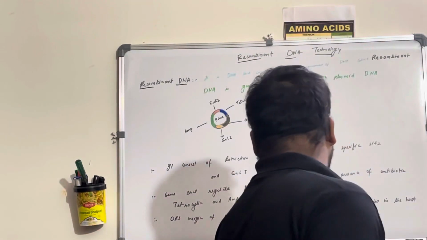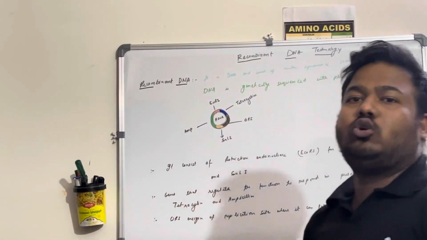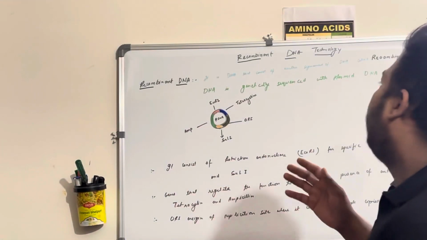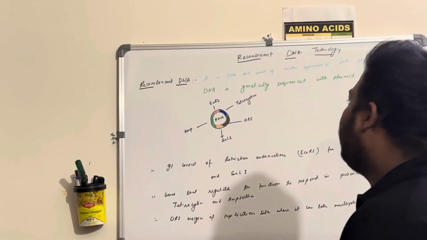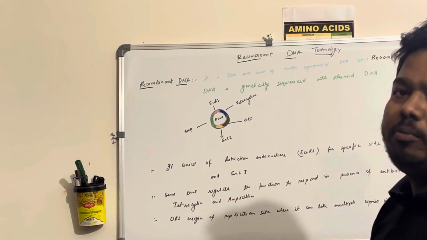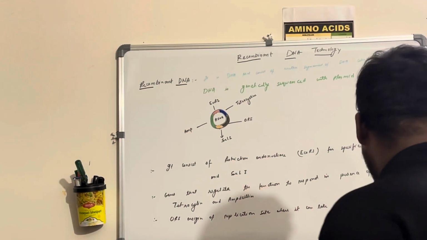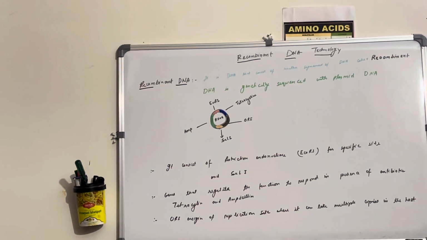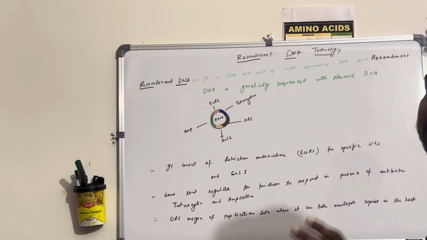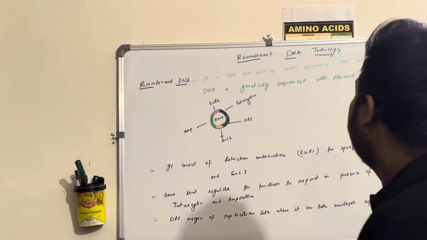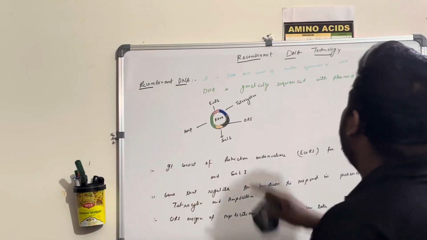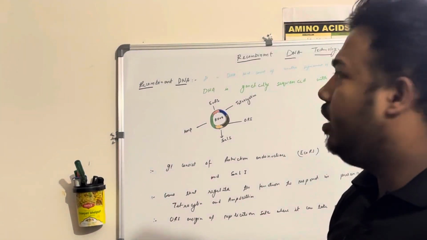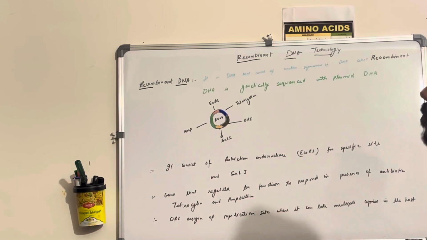Hello guys, today I am going to introduce a topic in molecular biology. It is basically the topic of recombinant DNA technology. So as you know, the topic is about recombinant DNA. What is recombinant DNA? Recombinant DNA is a DNA that consists of another segment of DNA, called recombinant DNA, that is genetically sequenced with the plasmid DNA and introduced into the host.